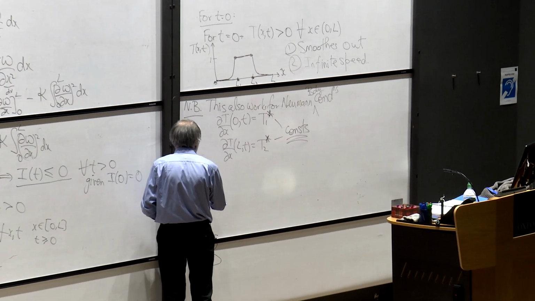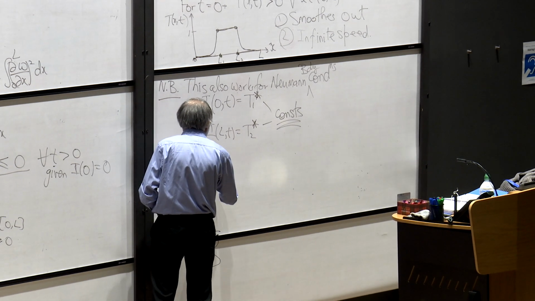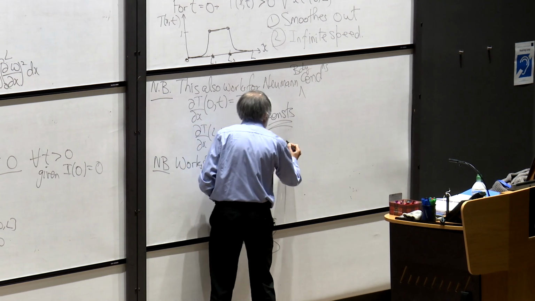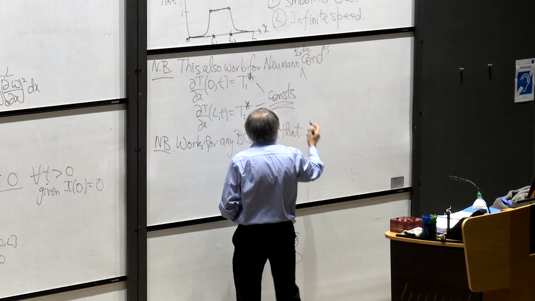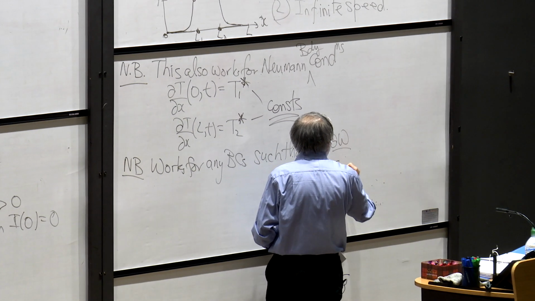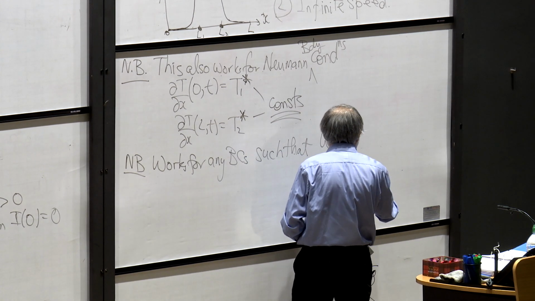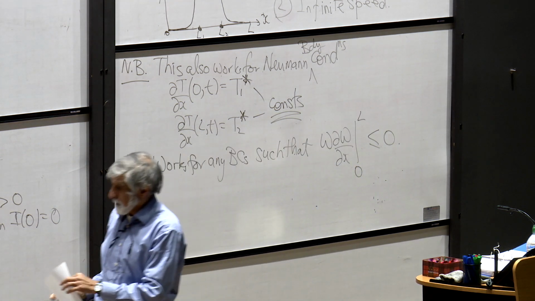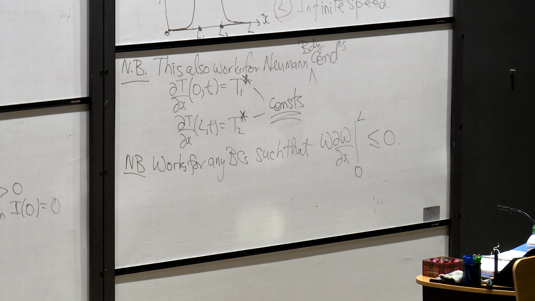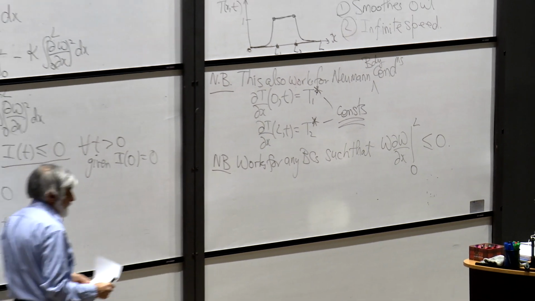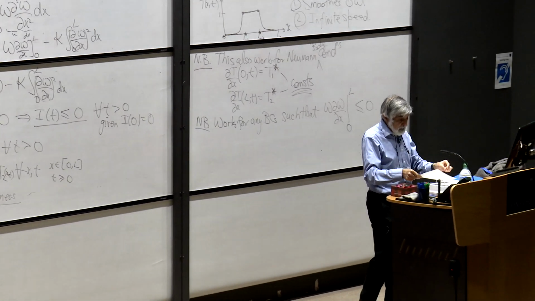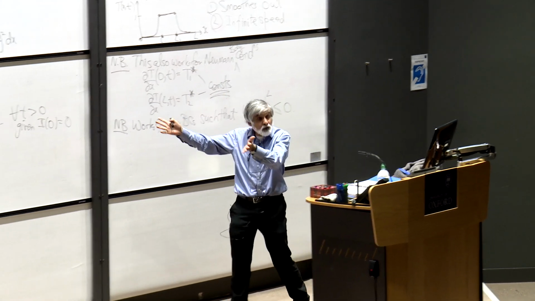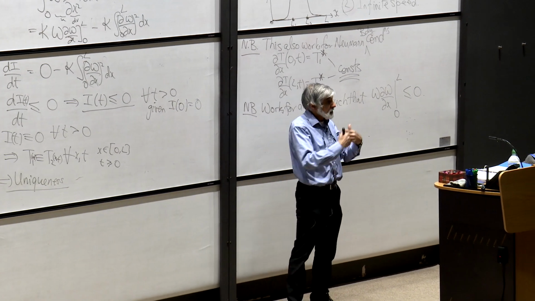So NB works for any boundary conditions such that W dW by dx evaluated at 0 and L is less than or equal to 0. Okay. So that's our uniqueness solution. So now we can say that because our solution is unique and we found a solution, that is the solution.